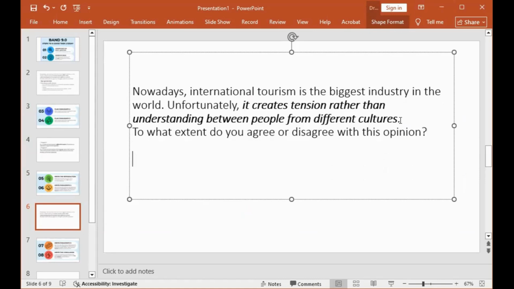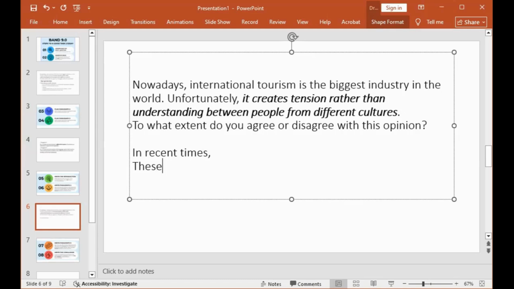So look at it. Nowadays, what paraphrase can we use for nowadays? We can easily paraphrase that one. We can use 'in recent times'. We can use that as a paraphrase for nowadays. We can also use 'these days'.